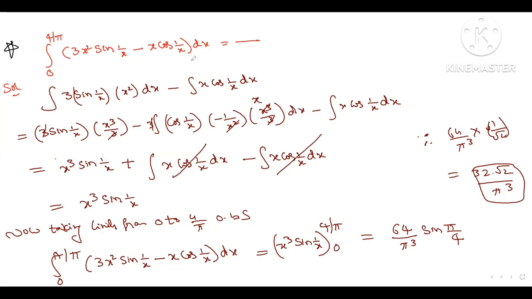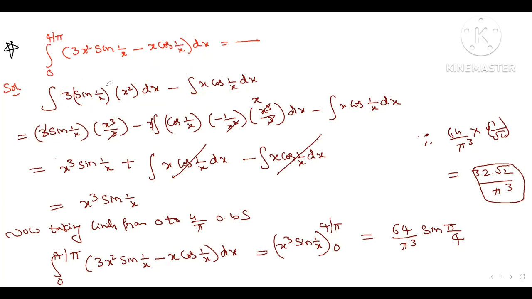Okay, moving to the next question. Integral 0 to pi by 4 of (3x square sin 1 by x minus x cos x) dx. Okay, without limits, first find out the integral of 3x square sin 1 by x dx, and the integral of x cos x dx.